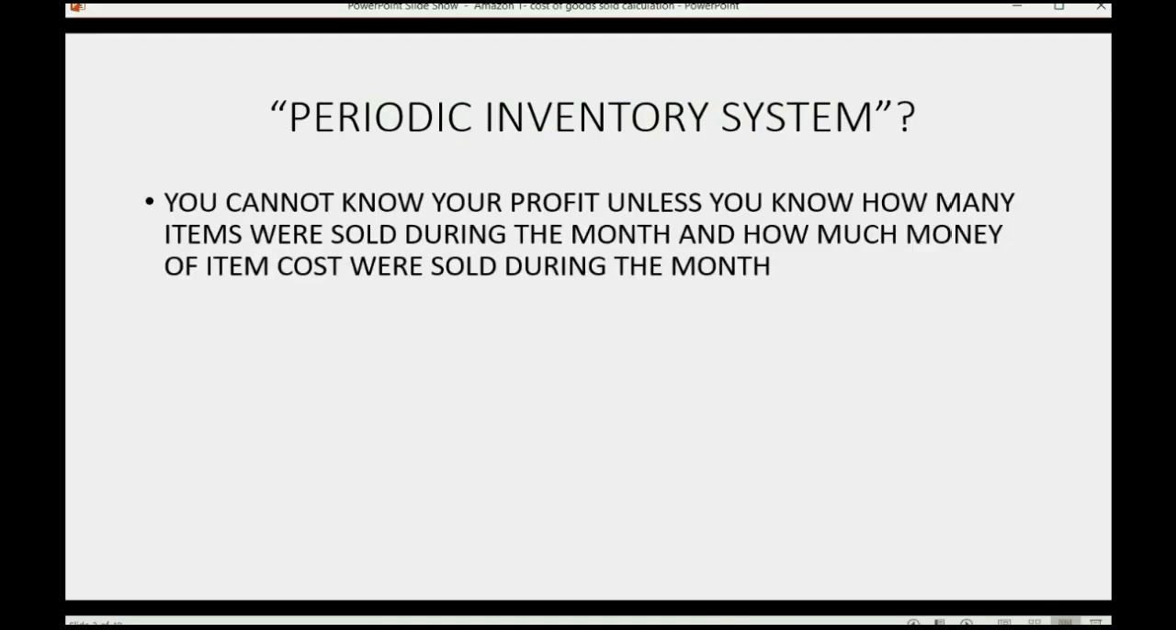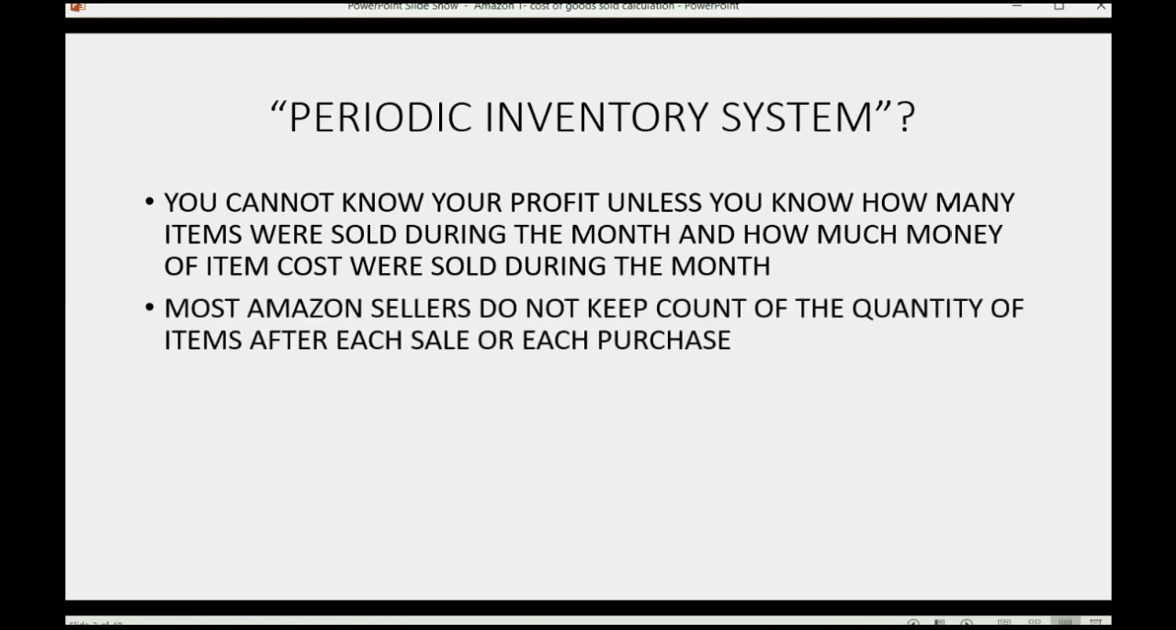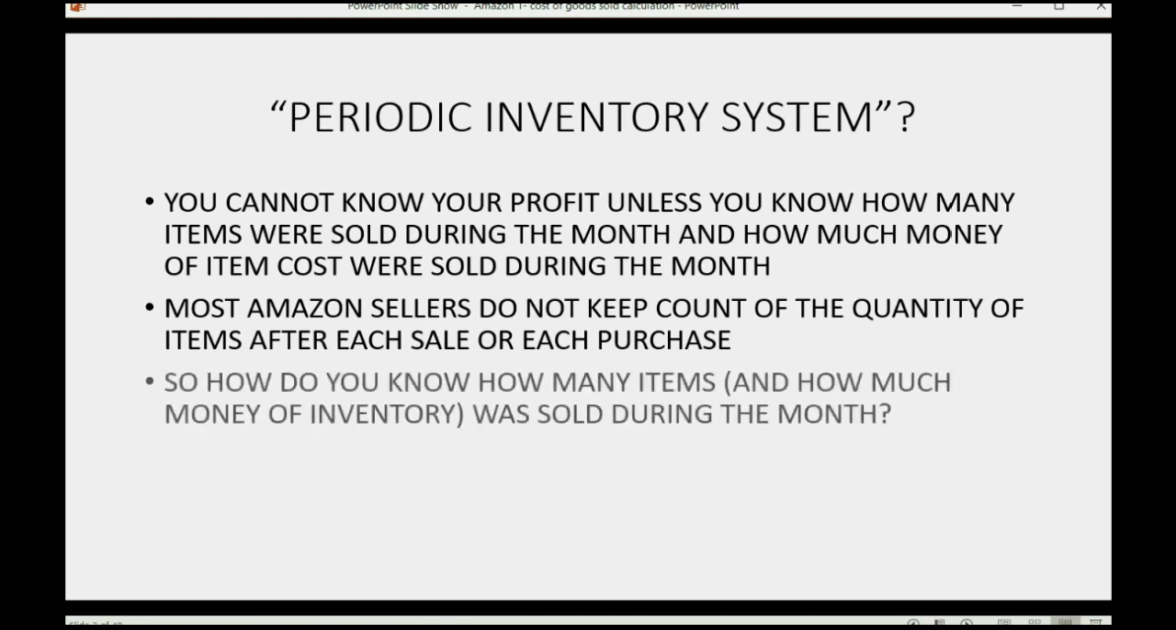You cannot know your profit unless you know how many items were sold during the month and how much money of item costs were sold during the month. In other words, how much you paid specifically for the products that you gave the customers. Most Amazon sellers do not keep count of the quantity of items after each sale or after each purchase. So how do you know how many items and how much money of inventory was sold during the month?